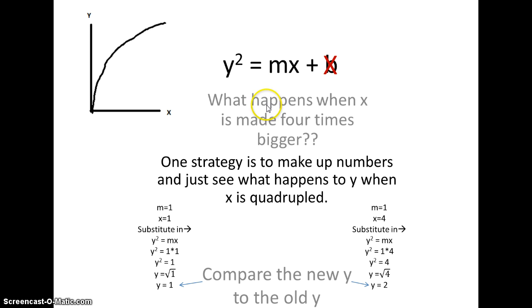Again, a good strategy for this is to make up one set of numbers and then change the set of numbers to see how that affects your final answer.